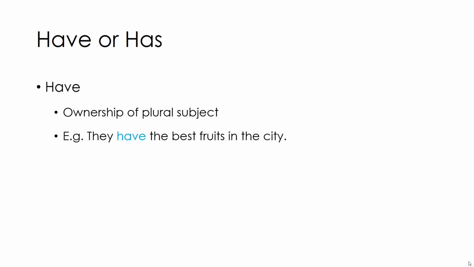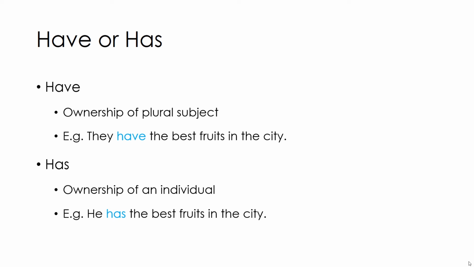Have or has. Have is used to denote the ownership of plural. For example, they have the best fruits in the city. Has is used to denote the ownership of an individual. For example, he has the best fruits in the city.